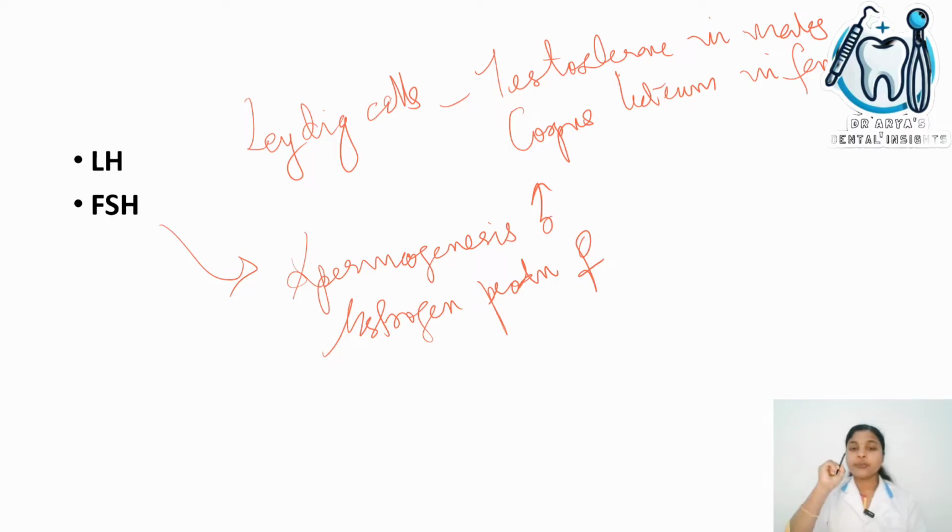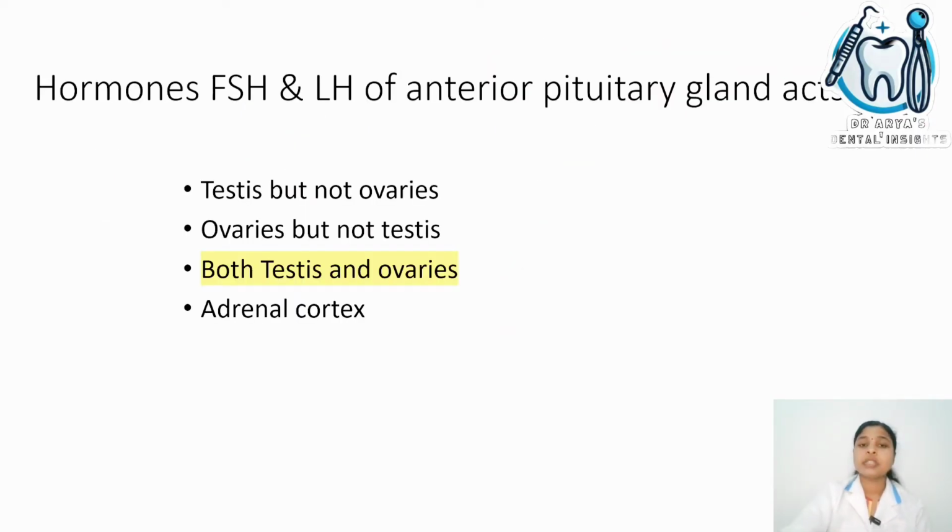Okay, so what does LH do? LH stimulates Leydig cells and formation of testosterone in males and corpus luteum in females. And FSH? It promotes spermiogenesis in males and estrogen production in females. So both hormones FSH and LH act on both testes and ovaries. Okay.